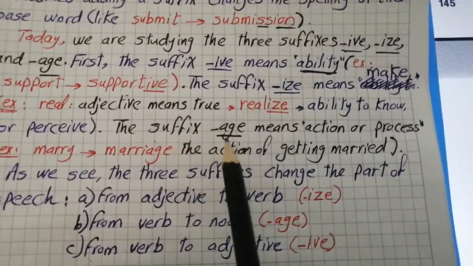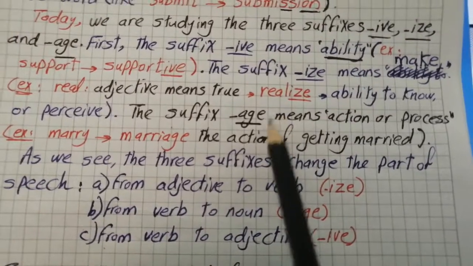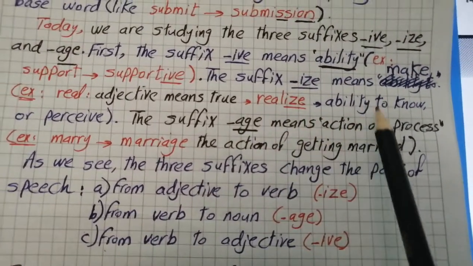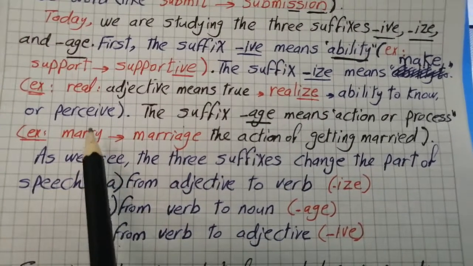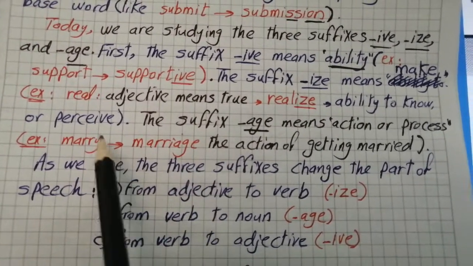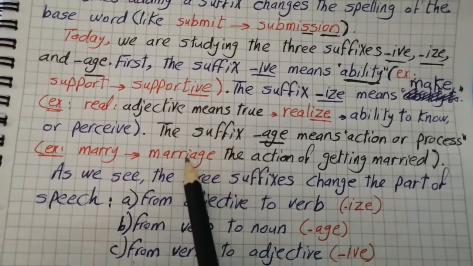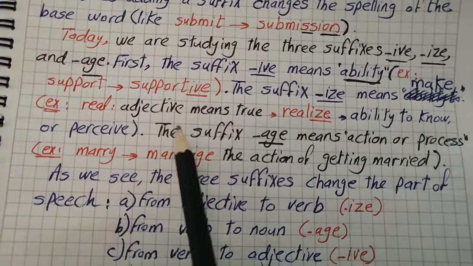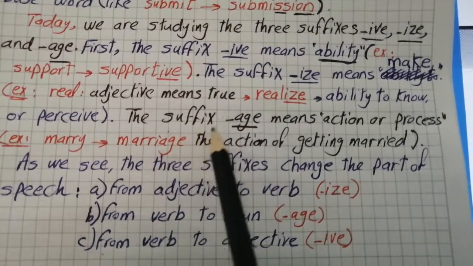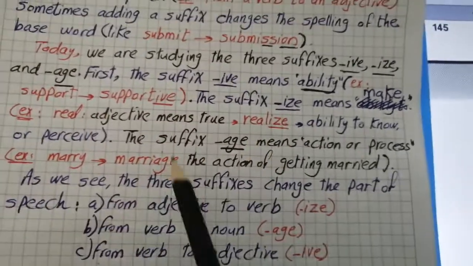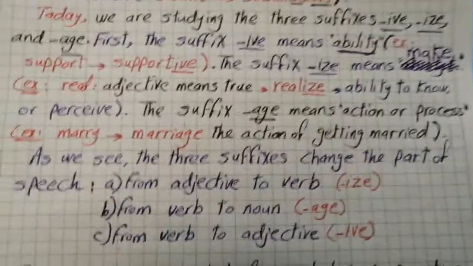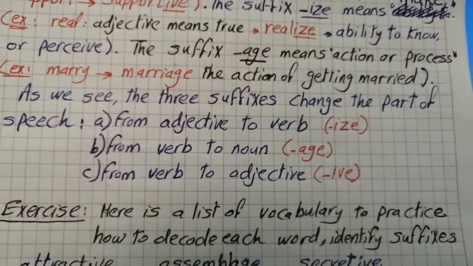Thirdly, the suffix AGE. The AGE suffix means action or process. So, the verb marry. When I add the suffix AGE, I change it from a verb into a noun. Marry and marriage. Marriage means the action of getting married.